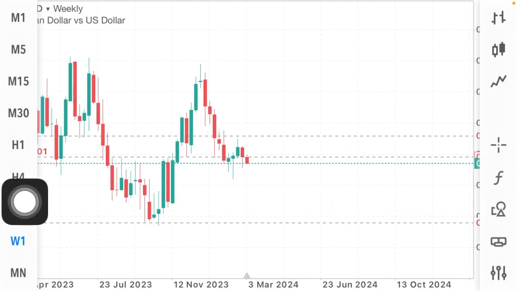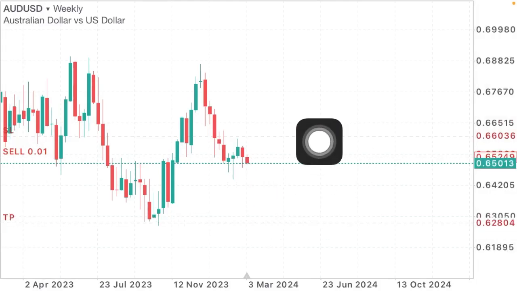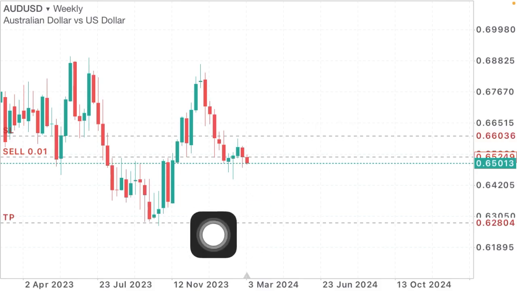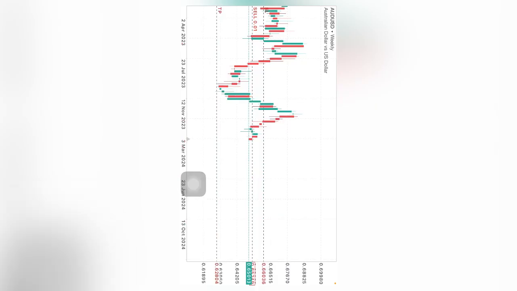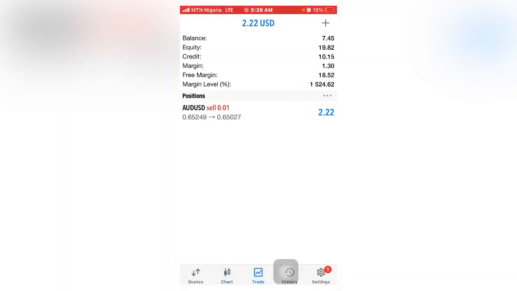You can see my stop loss is above this zone, the pullback zone. This is my take profit. I'll move to the profit zone and show you. You can see that the trade is running in profit already. It is running $2.22. It's because of the lot size I took, because this account is a very small account, so I took 0.01. Had I taken a standard lot size, this money would have been like $200 or $2,000.